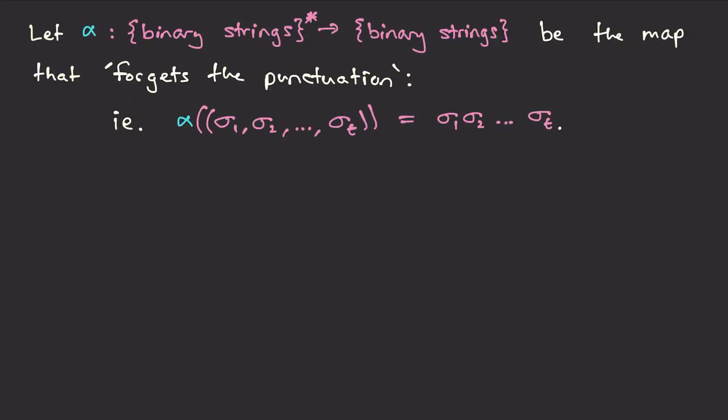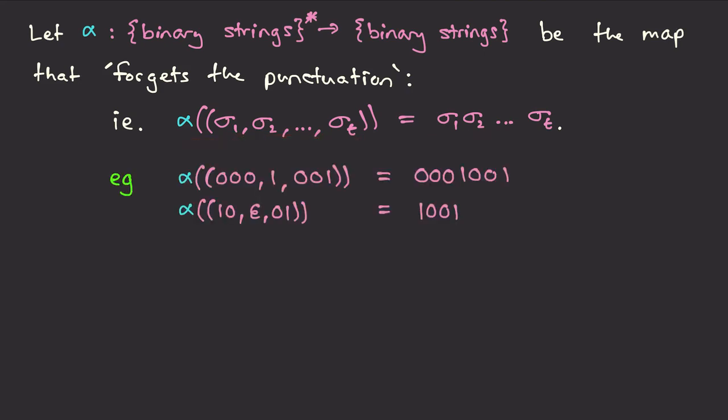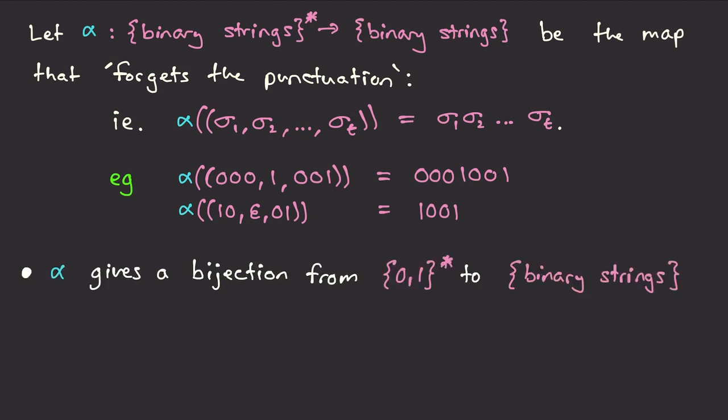To talk carefully about ambiguity, I'm going to use a piece of notation that doesn't appear in the notes. This is a function alpha which takes in a tuple of strings and maps them to a single string, and it does this just by forgetting the punctuation. I can write down a definition, but you should see the idea from these two examples. I said last lecture that the set {0,1} star is essentially equal to the set of all binary strings, just forget the punctuation. We can now make that statement more formally by saying that alpha gives a bijection between {0,1} star and the set of binary strings.